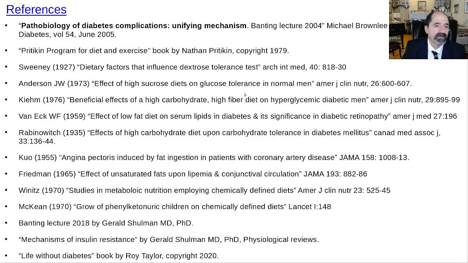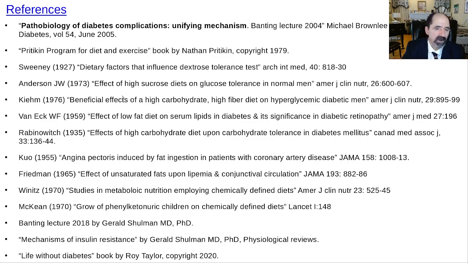Okay, and then here are some references. We talked about this fantastic paper, and you can find the video online if you go to diabetes.org. Also down here, the Banting Lecture 2018 by Gerald Shulman. You can find that video online if you seek it out. Really nice book, Pritikin's book. The one from 1979 was my favorite of his books, the Pritikin Program. And he goes through a lot of interesting papers on diabetes and other subjects.